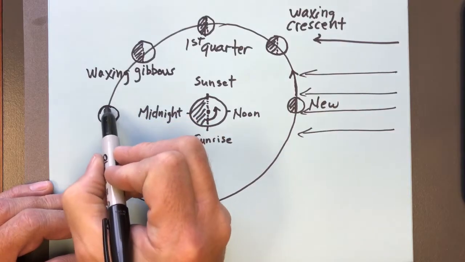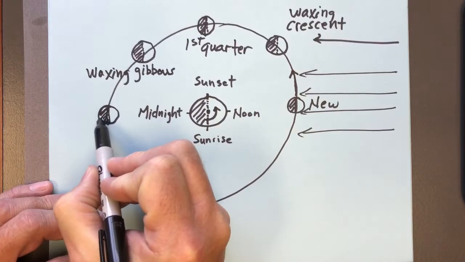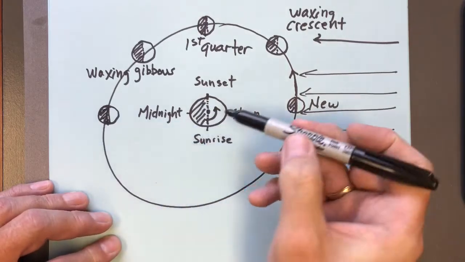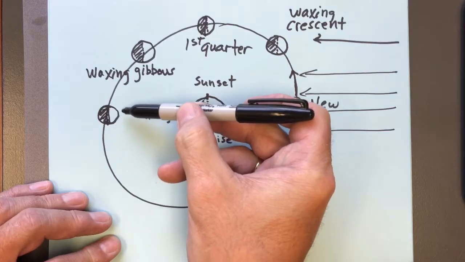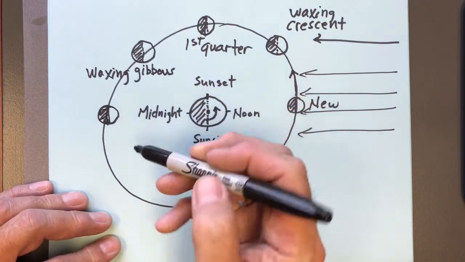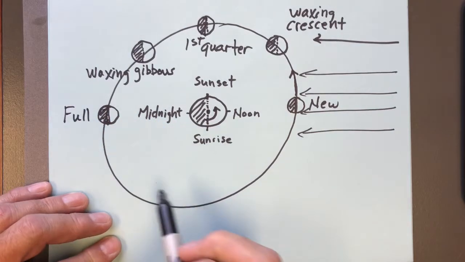Okay, now the moon moves around in its orbit. It's at this position here. And once again, half is illuminated and half is dark. But from your perspective here on Earth, when you look at that, what are you seeing? You're seeing the entire face illuminated, so that represents a full moon.